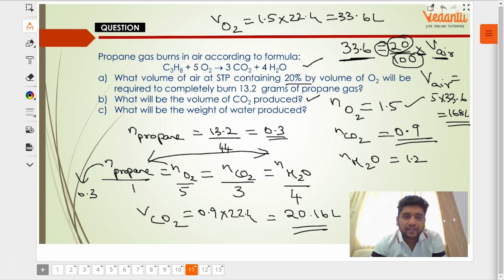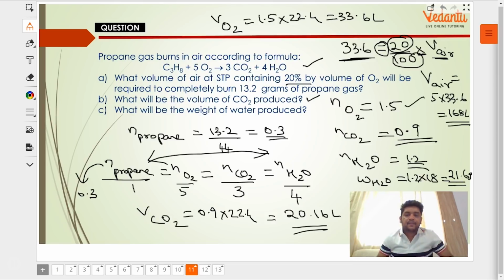Now what will be the weight of water produced? Water produced के लिए number of moles we know 1.2 है, तो weight of H2O will be 1.2 into molecular weight. Molecular weight of water is 18, so 1.2 into 18 is 18 plus 3.6 which is 21.6 grams. Right? So what did we do here? We used what you call as mole analysis.